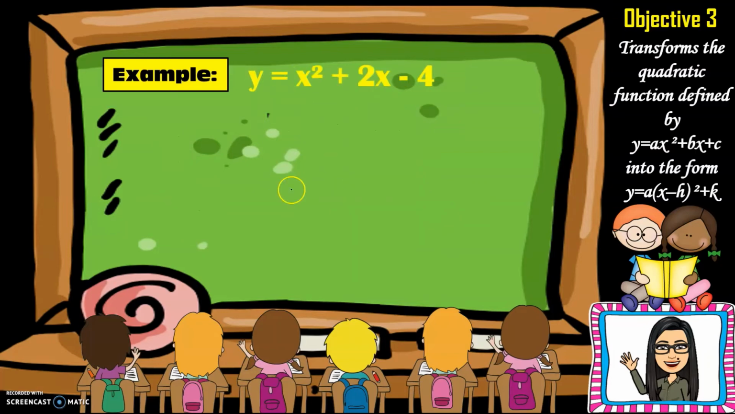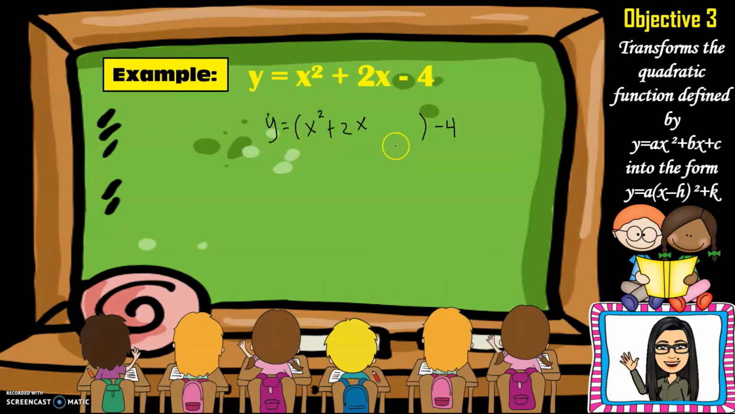Last example. We have y is equal to x squared plus 2x minus 4. Again, first step, group together the terms containing x. So, we have x squared plus 2x and then copy minus 4. Since our given a is just 1, we will now proceed again with step number 3.